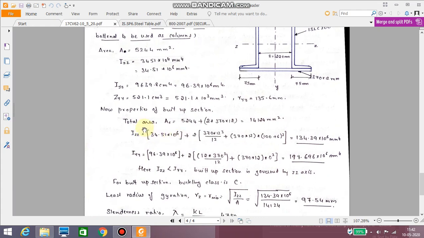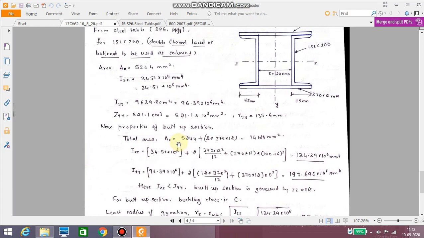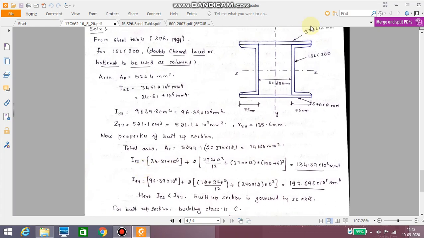For this built up section, you calculate the area. Area is equal to the area of these two channel sections plus these two cover plates. It works out to be 14124 millimeter square. Now I have to calculate IZZ for the entire built up section. It is the I value of channel sections plus 2 times the I value of these cover plates, works out to be 134.39 into 10 raised to 6 millimeter raised to 4. This is nothing but I of channel plus 2 times Ig plus AH square.